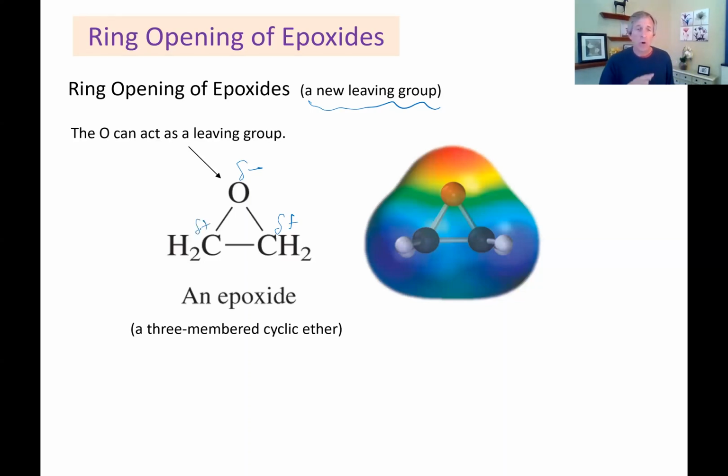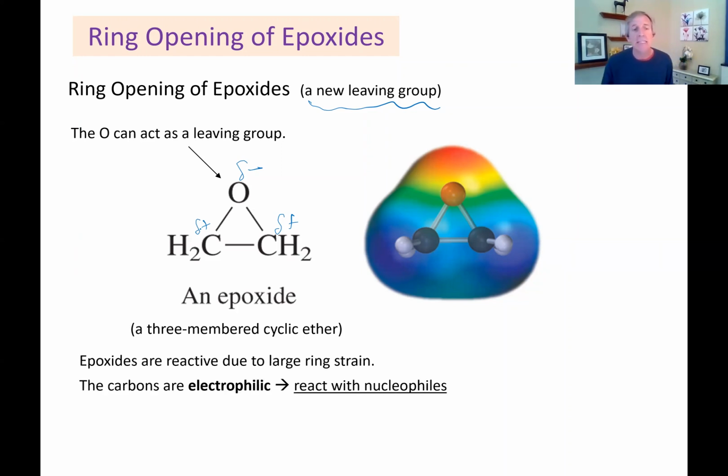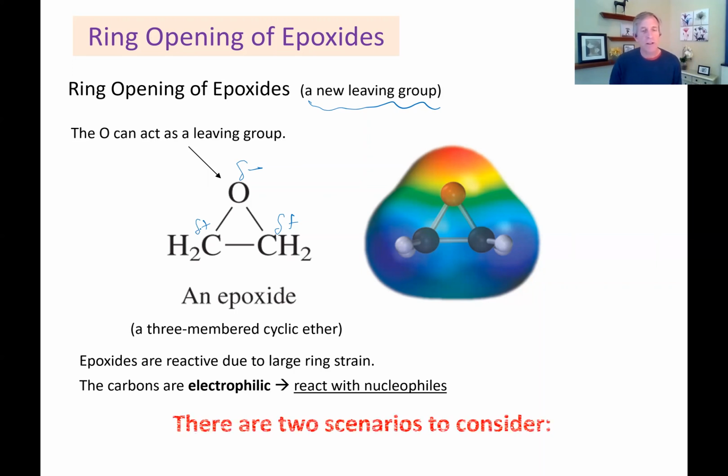Okay? So if we have a partially positive carbon, those are electrophilic carbons, perfect for a nucleophile to come in and attack. And therefore, once we get an attack with a nucleophile, we can't make a fifth bond on those carbons, so we will have to open up the epoxide ring. That's the general gist of what these epoxides are all about.